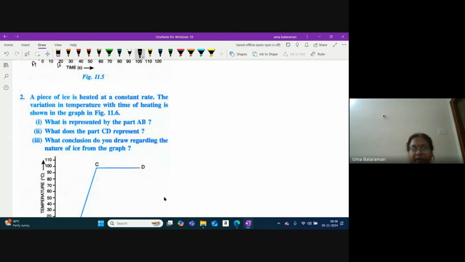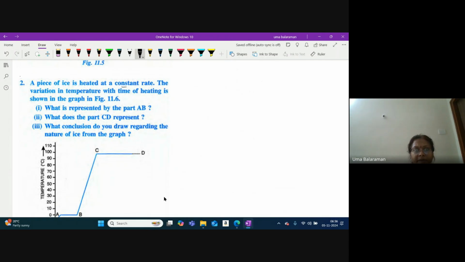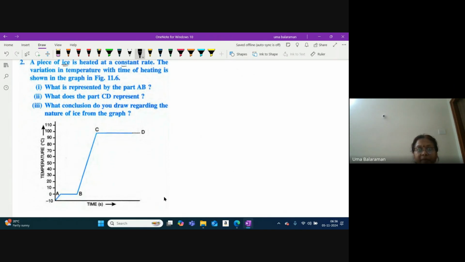A piece of ice is heated at constant rate. So let us look at the temperature. Piece of ice cube is melted. What is represented by part AB? So it can be minus 10 to 0. It is still in ice cube. If you say O to A, OA is ice cube. Ice cube getting heated from minus 10 to 0 degrees Celsius. Still it is in ice cube form.